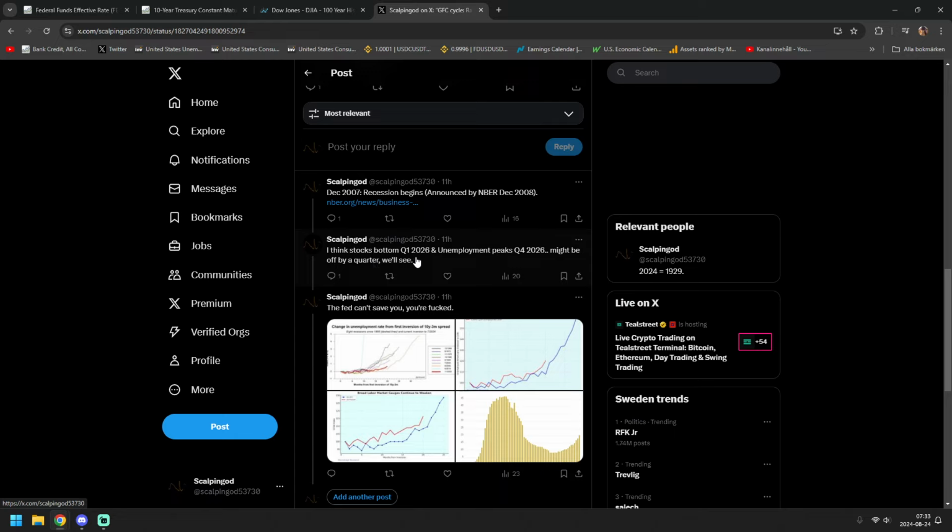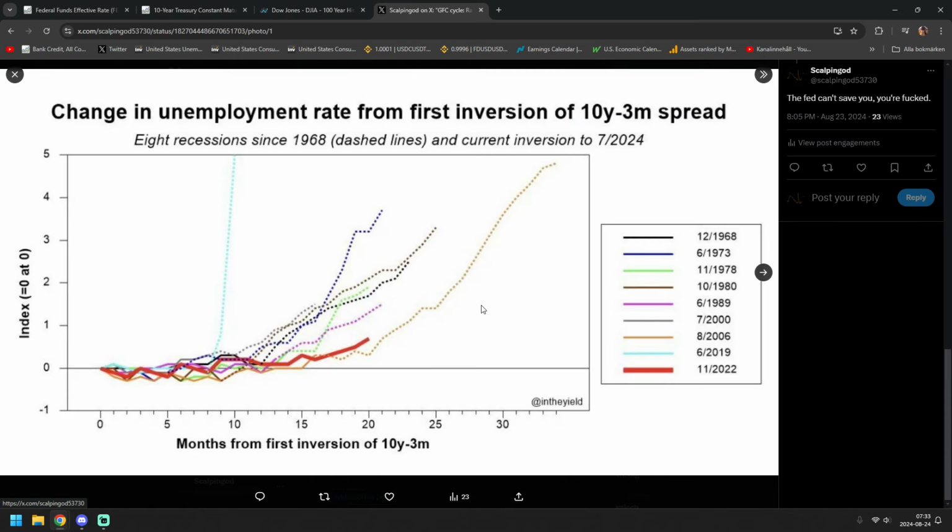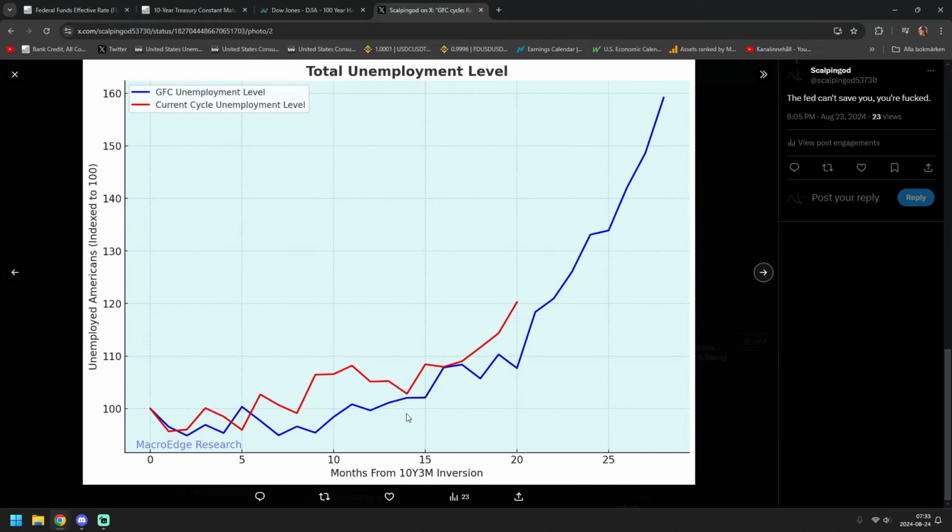I think stocks will bottom Q1 2026 and unemployment peaks Q4 2026. Might be off by a quarter, we'll see. The Fed can't save you, you are fucked. Okay? Again, it's simple. I've shown these pictures before. The red line is where we are now, the orange line was the GFC path. Okay? Here's where the unemployment rate is headed. It's gonna probably double over the next 12 months.